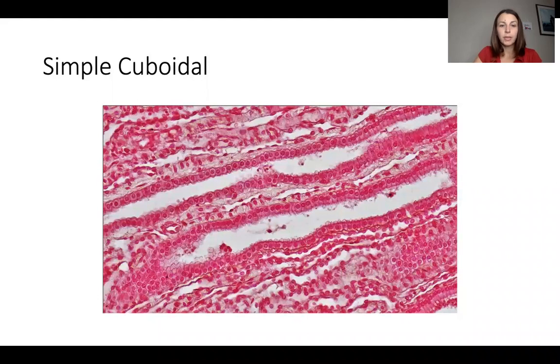Simple cuboidal we have here, and you see these shapes are somewhat square-like, or three-dimensionally would be cube-like. They're a single layer again, making it simple. And we also have the connective tissue layer just below. Again, notice how the apical surface is exposed to a hollow, an opening, if you will.